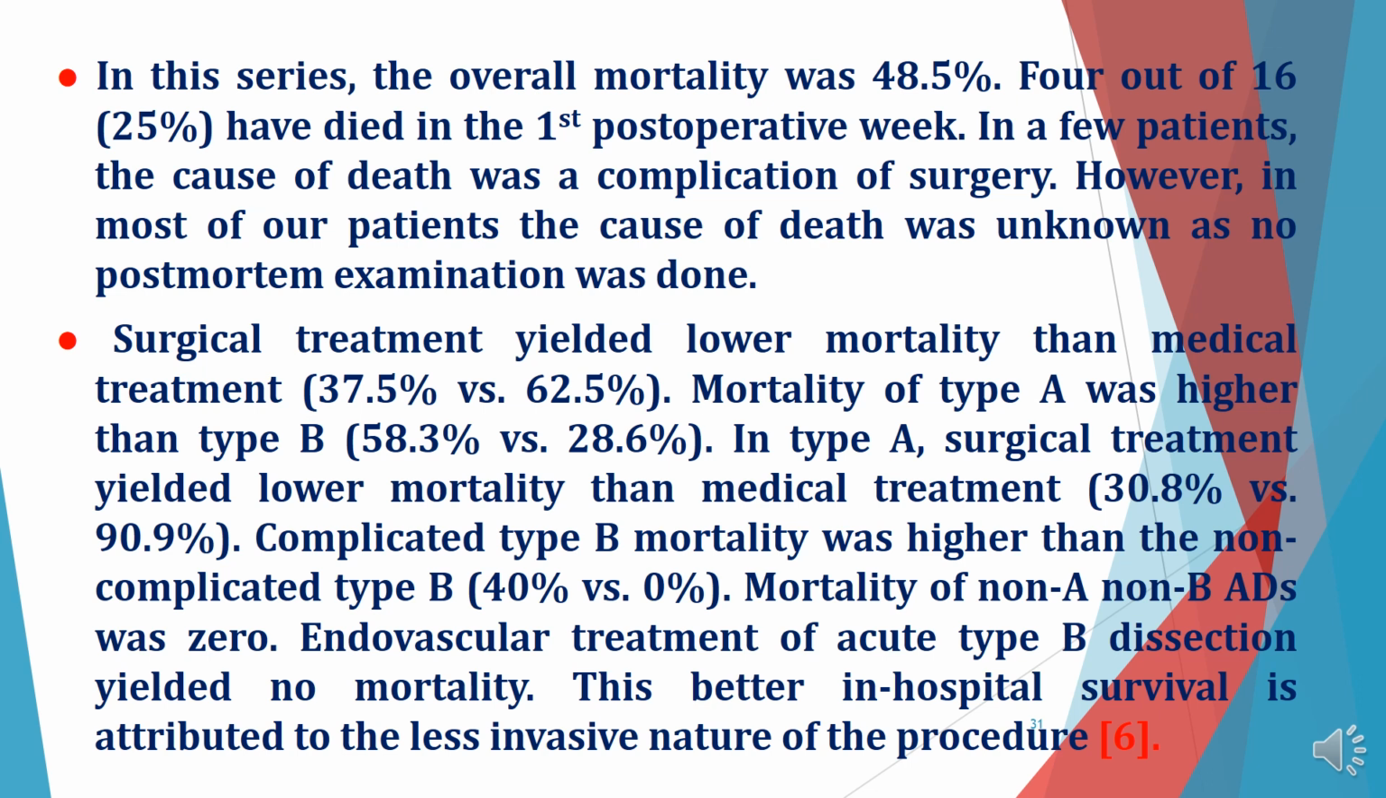Surgical treatment yielded lower mortality than medical treatment, 37.5% versus 62.5%. Mortality of type A dissection was higher than type B dissections, 58.3% versus 28.6%. In type A, surgical treatment yielded lower mortality than medical treatment, 30.8% versus 90.9%.